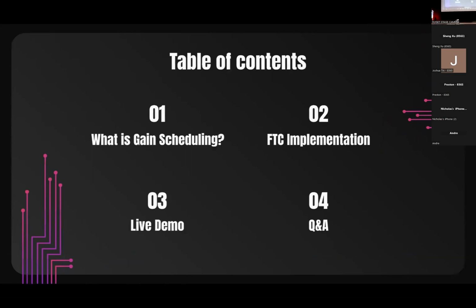So first we're going to be talking about what game scheduling actually is and why you could ever use it. And then next we're going to talk about how you can implement it from an FTC standpoint. And then we're going to be giving you guys a live demo. First we'll show you what the robot does without game scheduling. Then we'll show you what it does with game scheduling.